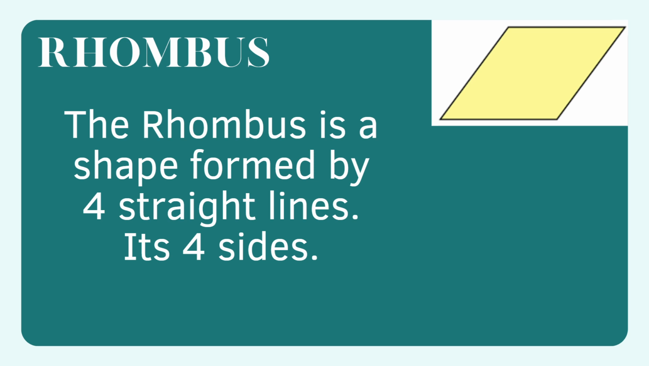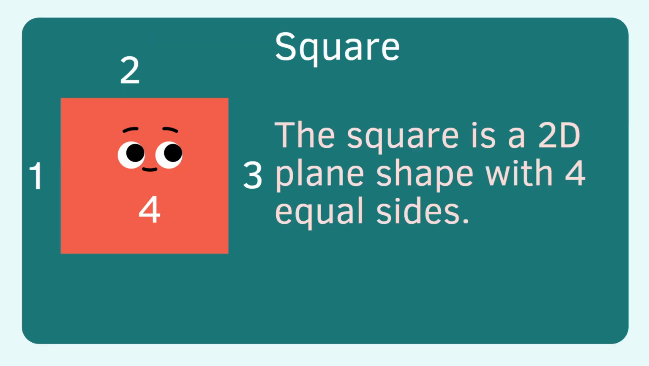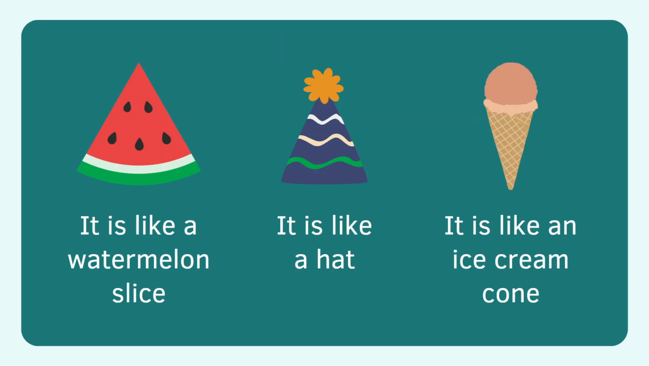We have a rhombus. A rhombus is a shape formed by four straight lines, its four sides. All sides are equal in length, but the angles are not necessarily right angles. Square. A square is a special rectangle. It has four equal sides and four right angles. So a square is a 2D plane shape with four equal sides.